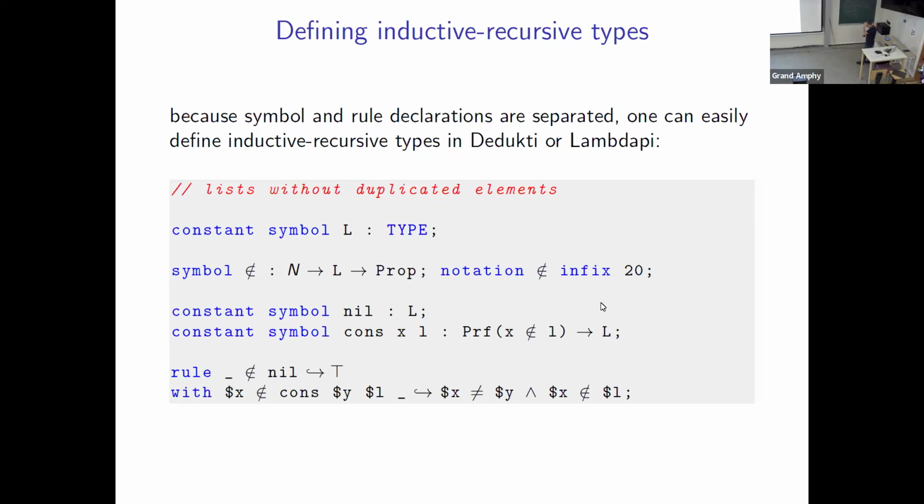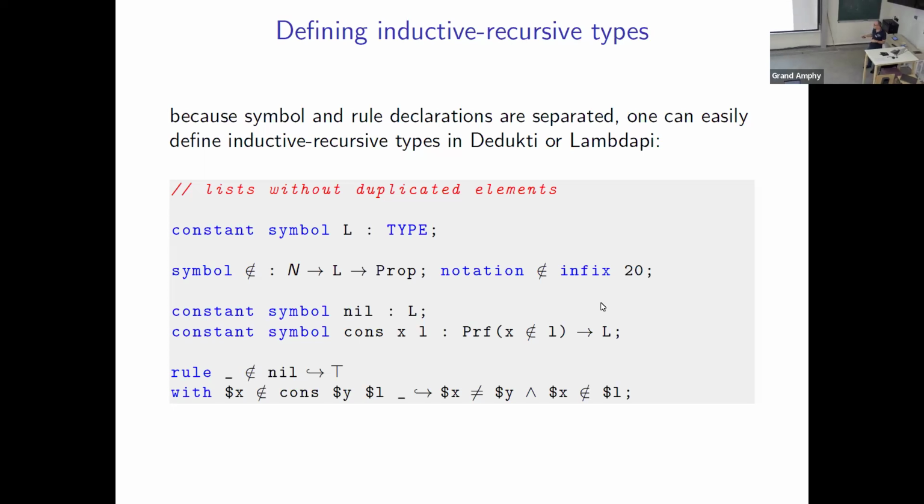Okay, so now let's see some interesting examples of things you can do with LambdaPi. For instance, you can define inductive recursive types. Okay, so what is it? It's an inductive type that you define, but at the same time, it depends on some function that you define on the type that you are defining. So a very well-known example is, for instance, if you want to define the type of lists without duplicated elements.